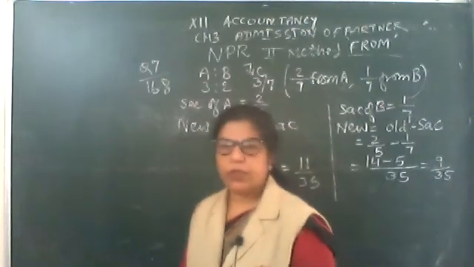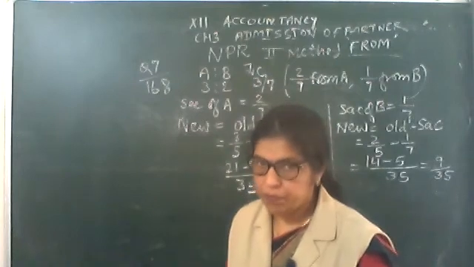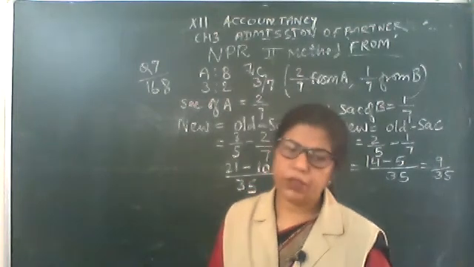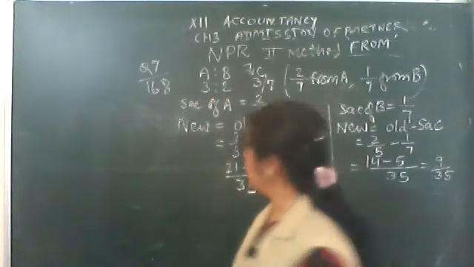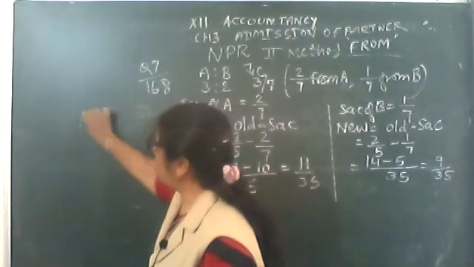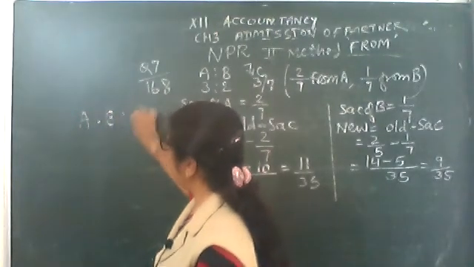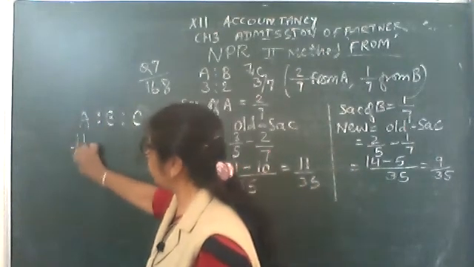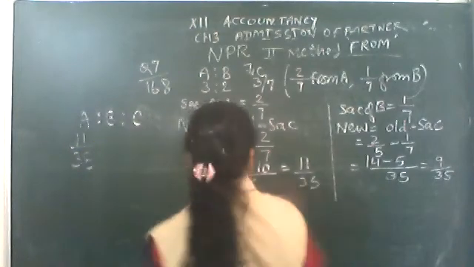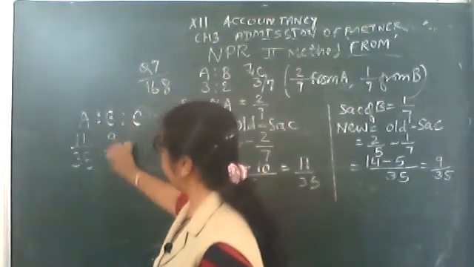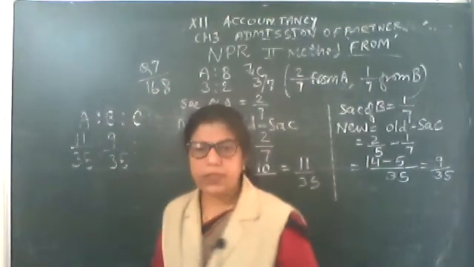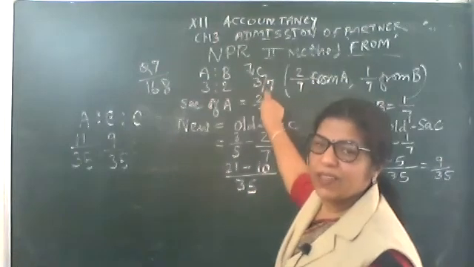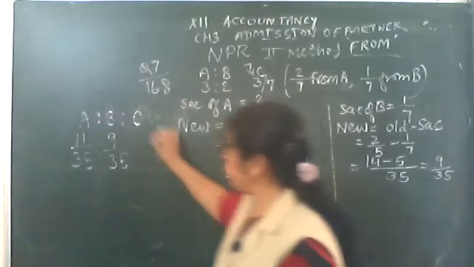But we cannot stop our answer here, because we are calculating the new profit ratio, which includes the new partner also. So here we keep all the three partners together, A, B, C. A's ratio is 11/35. B's ratio is 9/35. And what is C's ratio? Clearly given in the question, that is 3/7.